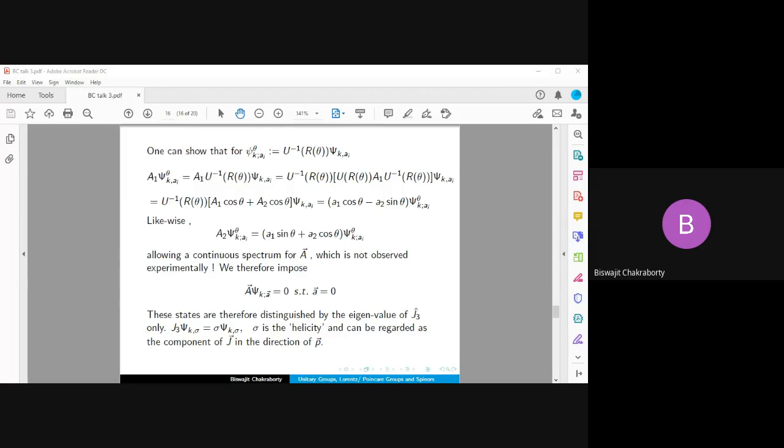So out of these three parameters, the Euclidean algebra or ISO(2), I'm left with just J3, which can distinguish between different states. So J3 acting on psi k sigma will give you sigma times psi k sigma. This sigma is called the helicity and can be regarded as the component of J in the direction of P. Okay, you can recall this from when we introduced the wave fermion. It has appeared again.